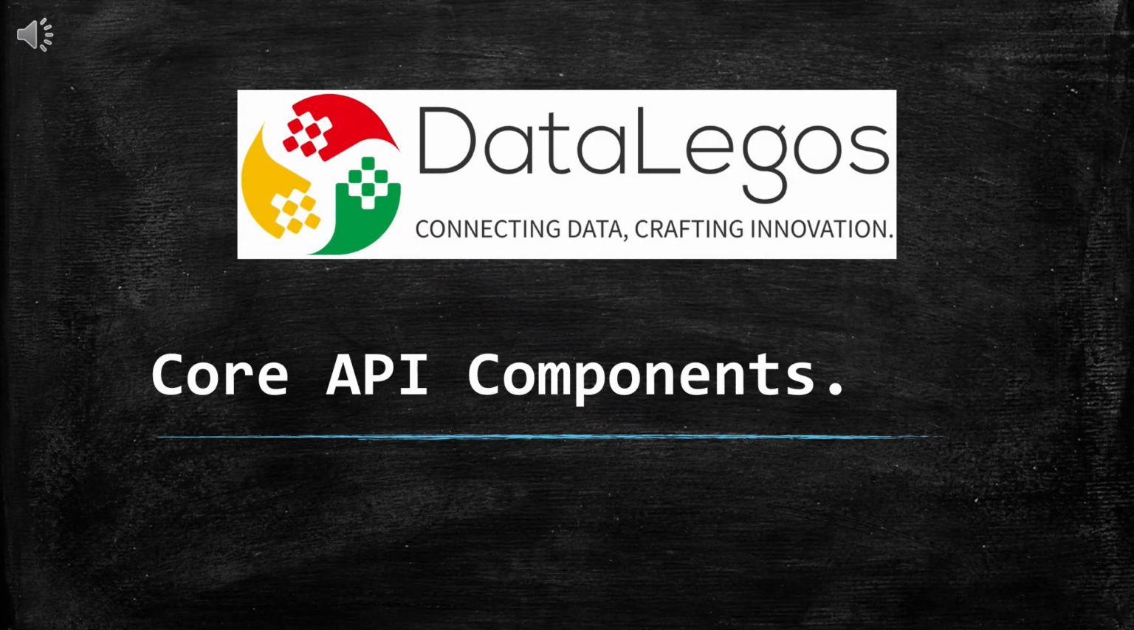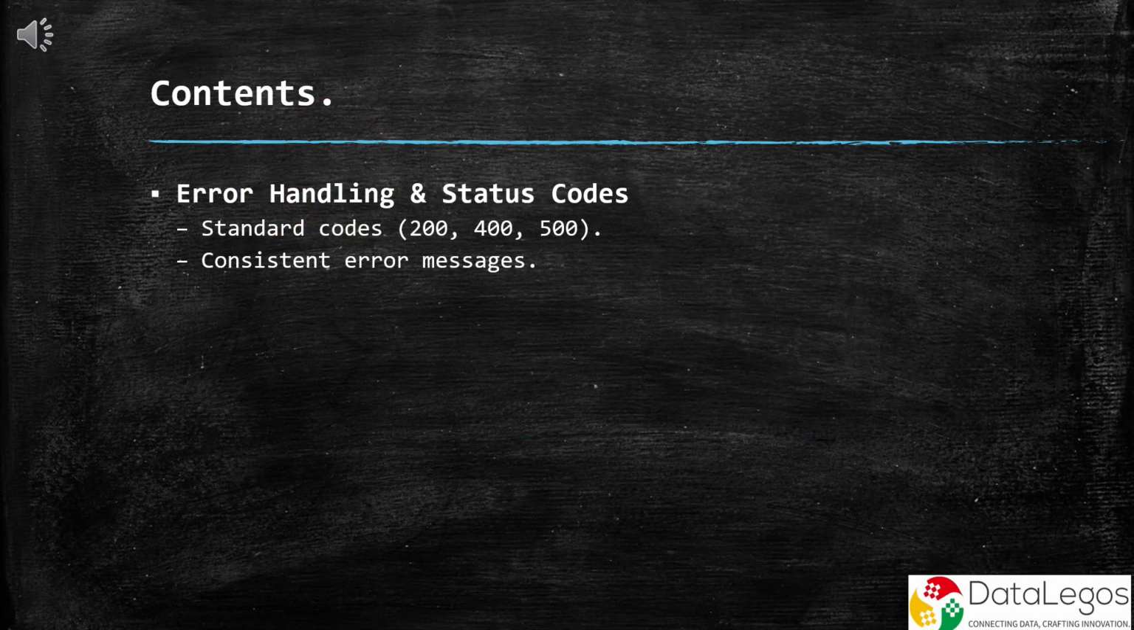Welcome, everyone. Today, we're going to talk about a critical aspect of API development, error handling and status codes. This is the Data Legos API Developer Guide. We'll be focusing on a few key areas today, specifically on error handling and status codes, which are essential for building robust and reliable APIs.